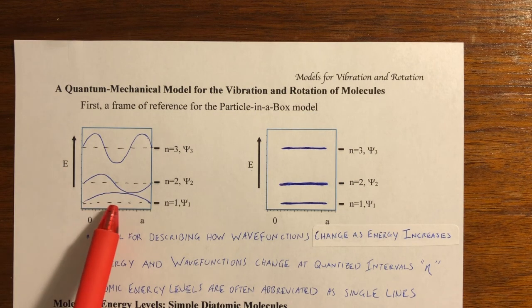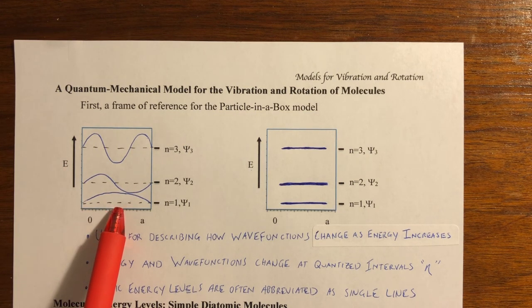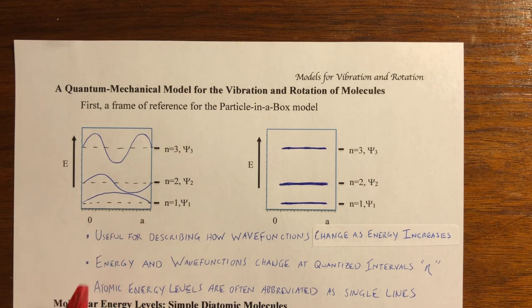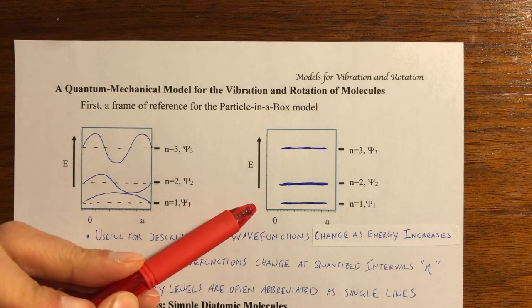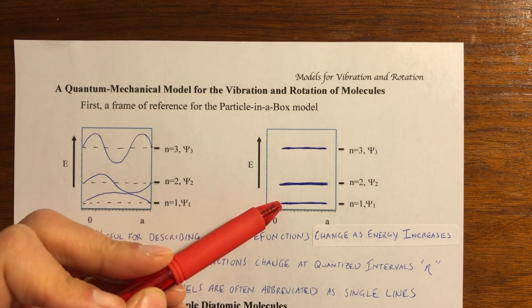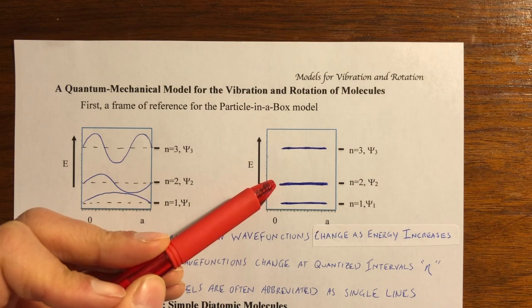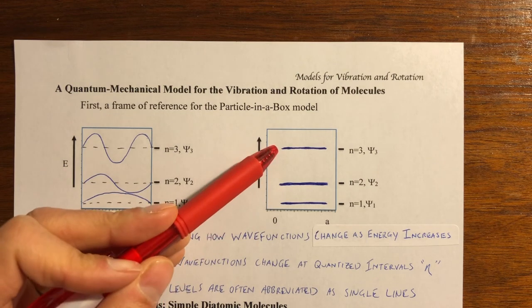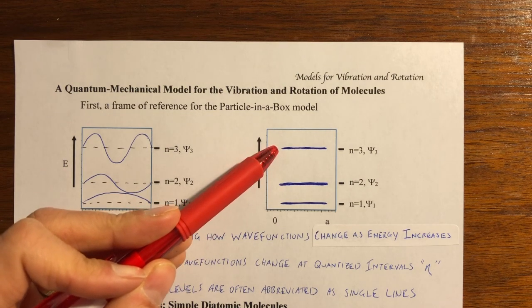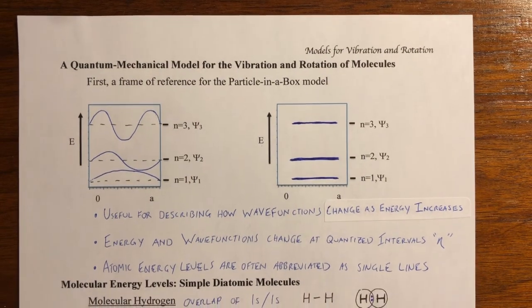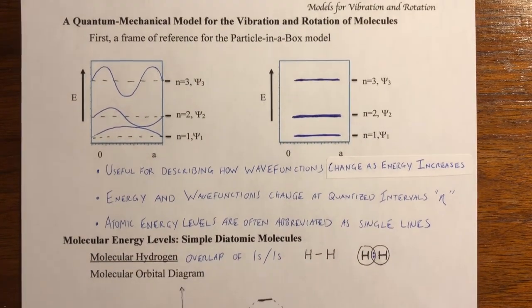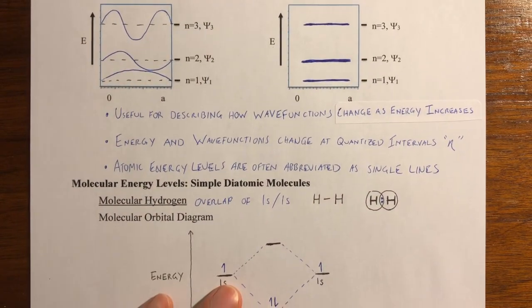But typically speaking, we don't usually draw energy levels with the wave functions. Atomic energy levels are often abbreviated as single lines, here shown to the right, where we have an energy level at n equals 1, an energy level at n equals 2, and an energy level at n equals 3. Since we'll be talking about molecules, let us take a moment to get some background information on molecular energy levels.